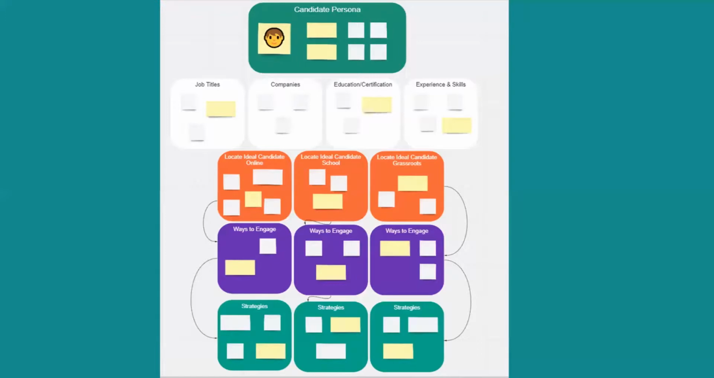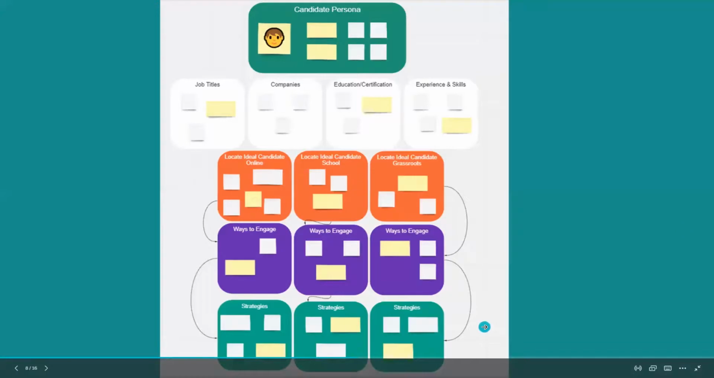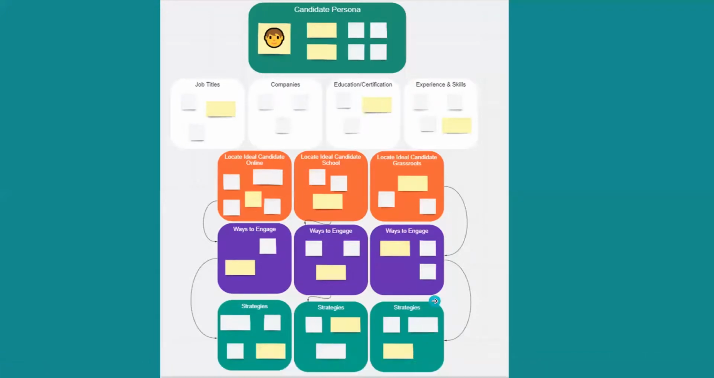So I might have all three of those under ways to engage, but I might only pick the one where I just go hang out during happy hour. So take these amazing ideas and pick maybe one or two and implement those into your sourcing strategy.